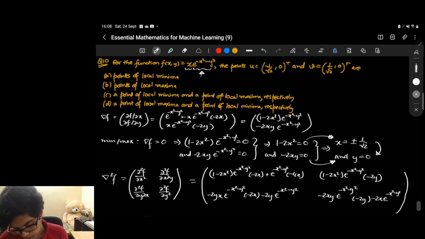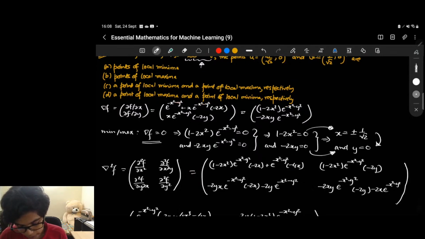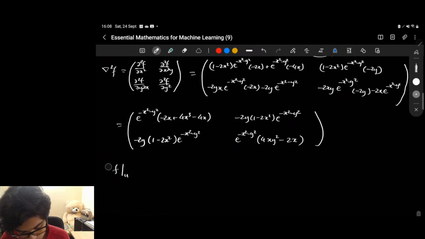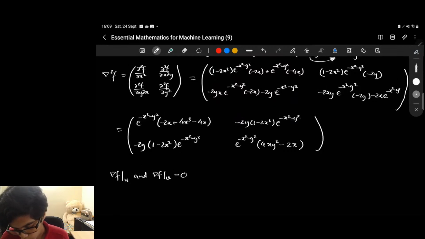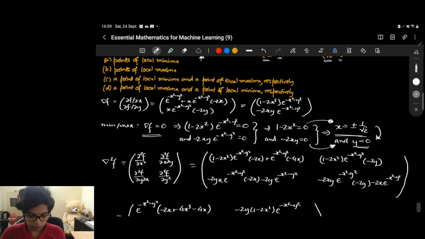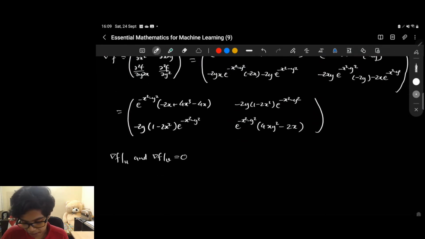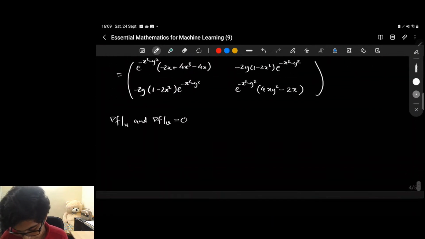We see that del f is 0 for both the points u and v. So del f at u and del f at v are 0 because these are the points: x is plus minus 1 by root 2, and y is equal to 0. So these are the points which satisfy del f equal to 0. We need to check whether del squared f is positive definite or negative definite to decide whether it is a point of minimum or point of maximum.